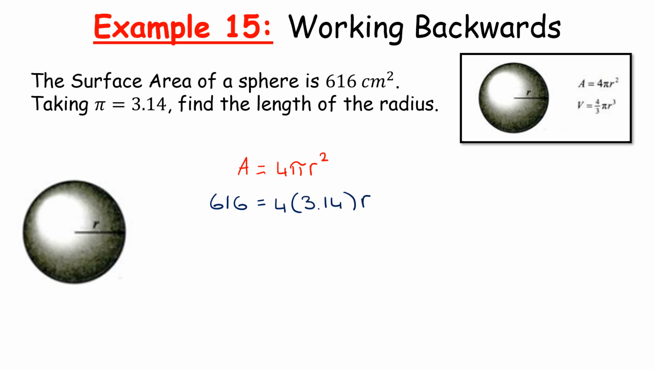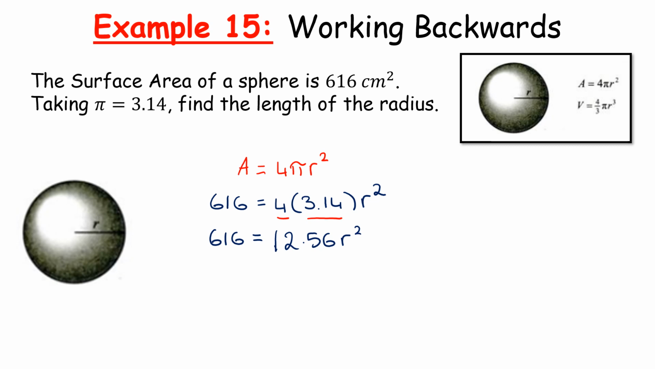The radius is what we are looking for. So let's multiply what we can. In this case, let's multiply 4 by 3.14. And when we do that, we get 12.56.